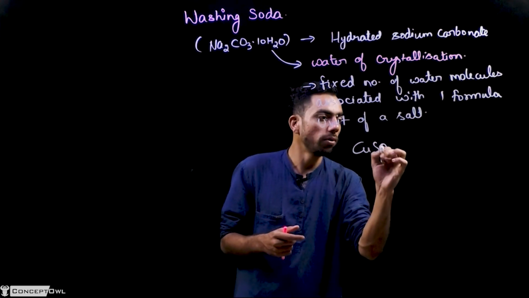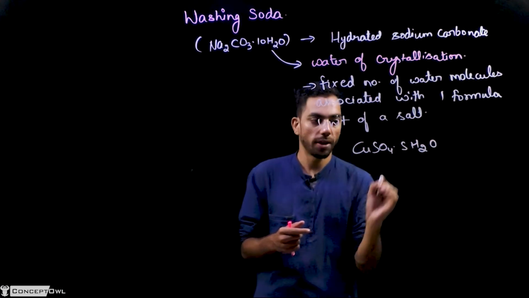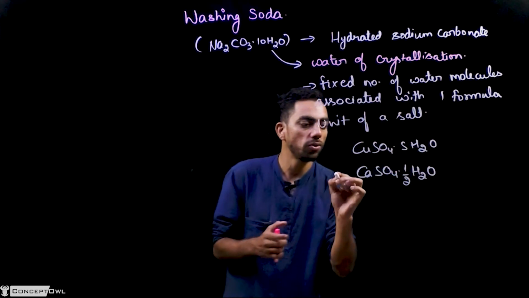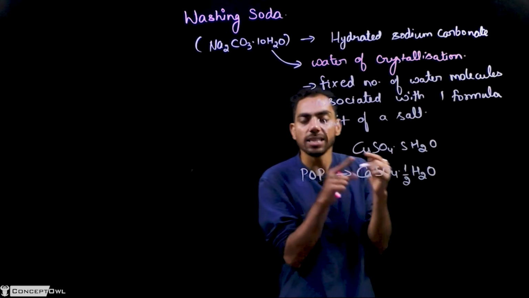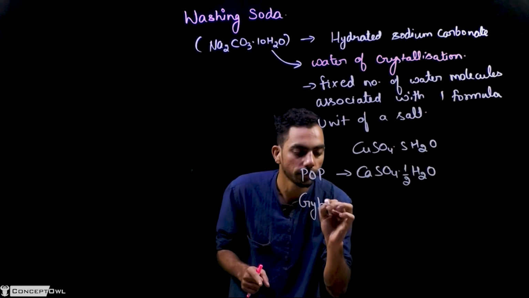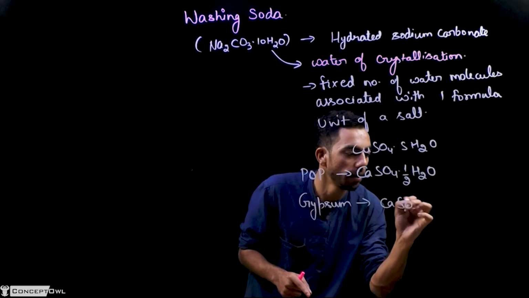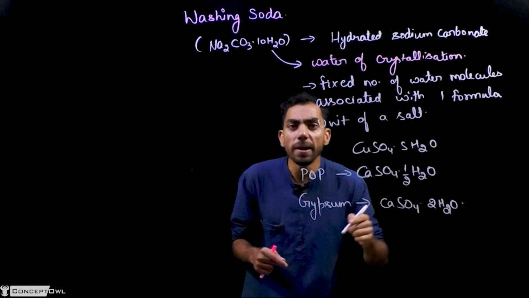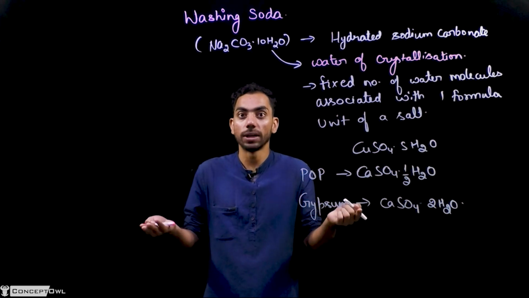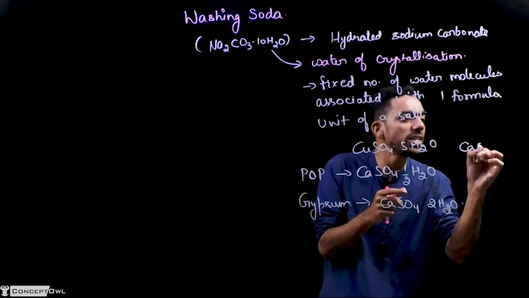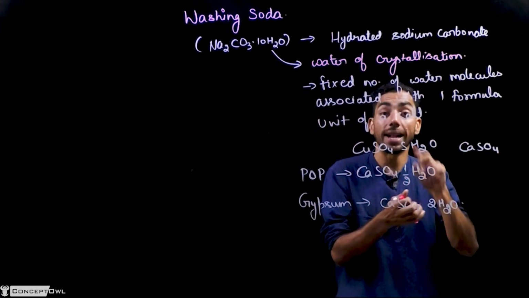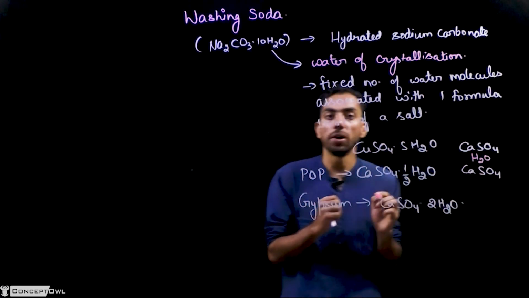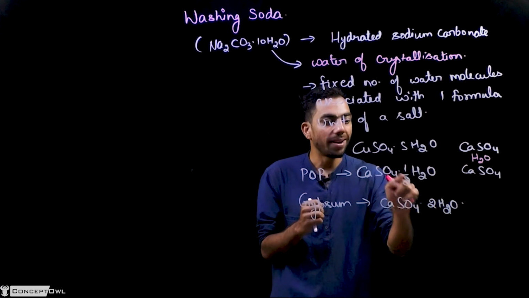For CuSO4, it's 5. For this, your POP, plaster of Paris, it's half, and for gypsum, water of crystallization is 2. So what does it mean by half H2O? How can water be half? So half means that 2 CaSO4 units, calcium sulfate units, are sharing just one water molecule. So that's why we are writing half here.